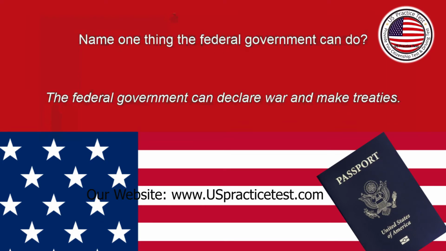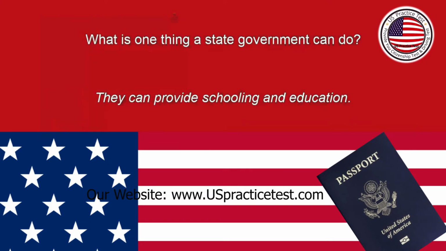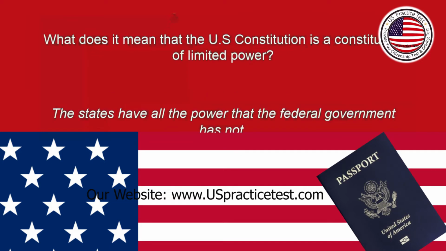Name one thing the federal government can do. The federal government can declare war and make treaties. What is one thing a state government can do? They can provide schooling and education. What does it mean that the U.S. Constitution is a constitution of limited power? The states have all the power that the federal government has not.